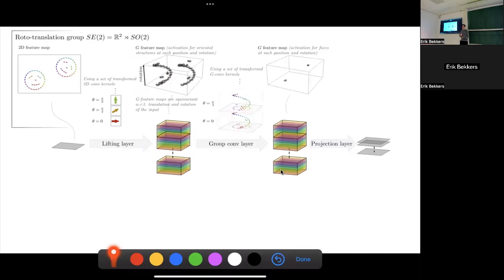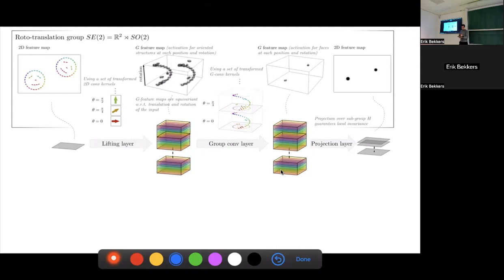We can apply group convolution kernels, and these kernels do not only focus on picking up patterns with relative spatial configurations, which you have in 2D convolution, but also the relative orientation is now important. Now we detected two faces, let's say, or two features, higher level objects.